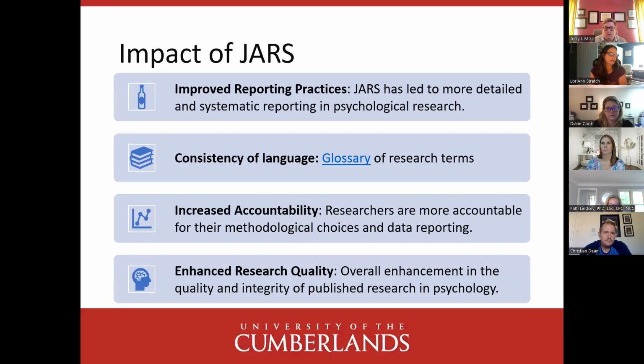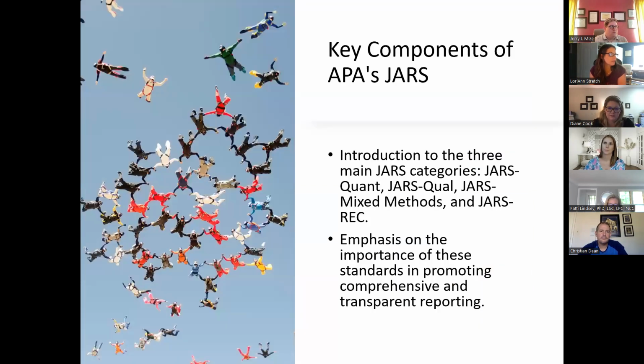So improved reporting practices, the glossary, which I'm going to show you. Especially if you are in the process of publishing your dissertation or writing a dissertation in the near future, it'll be really important to reference the glossary because we're really trying to standardize language so that when I say one thing, that's what everybody means, right? So when I say cohort study, this is what that means. When I say I'm doing a direct replication, this is what it means, right? So it's making it very consistent. Increased accountability, like I said, being able to check the results and the overall quality of the research.